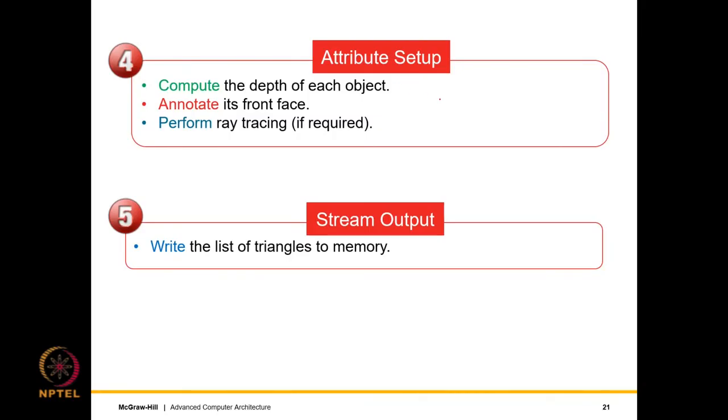This is a very important step because this step has further ramifications down the pipeline. In the sense, other stages which are later on in the pipeline tend to read data from this stage. So here what we do is we compute the depth of each object. Let's say there is a complex object like a stone, so we find out how far it is from the eye, the distance. We annotate its front face. So if this is the front face, basically the part that is visible, that part is annotated, right?